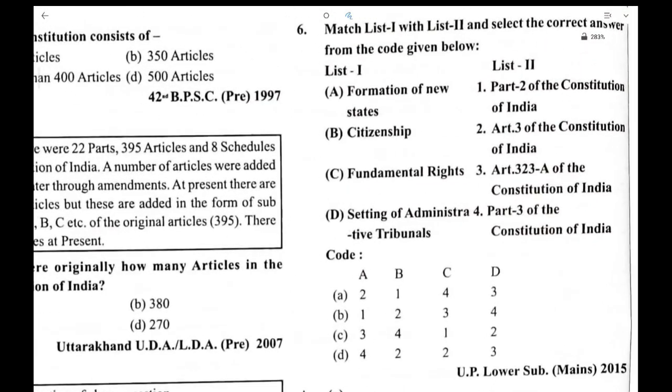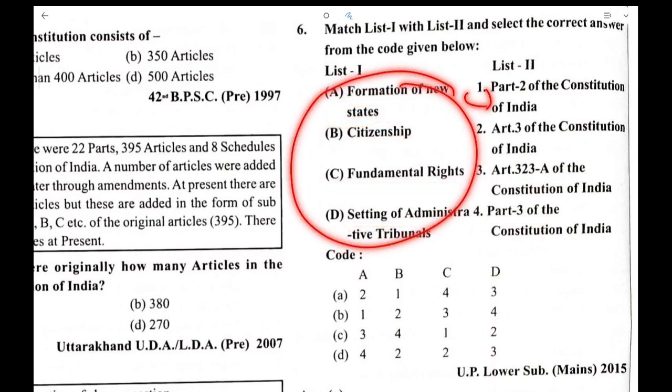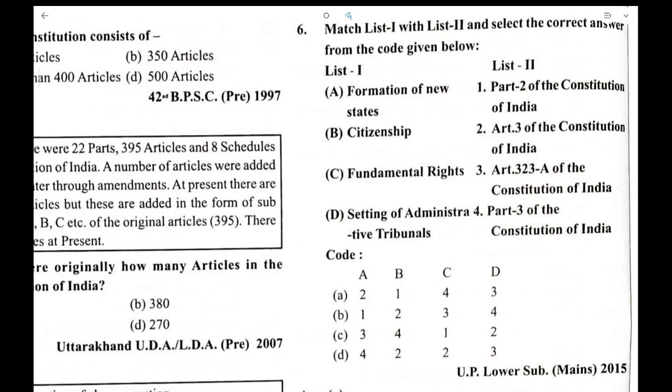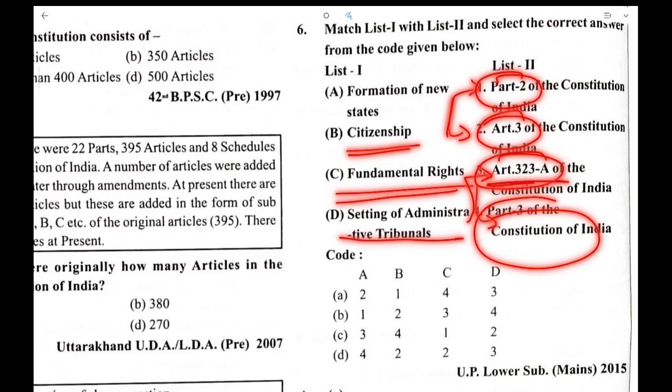Now, formation of new state, citizenship, fundamental rights and setting up of administrative tribunals. We have to match this list with the articles. Formation of new state is mentioned in article 3, citizenship is mentioned in part 2, fundamental rights are mentioned in part 3 and administrative tribunals are set up in article 323A. It was added by the 42nd Amendment Act. So the correct answer is A here.